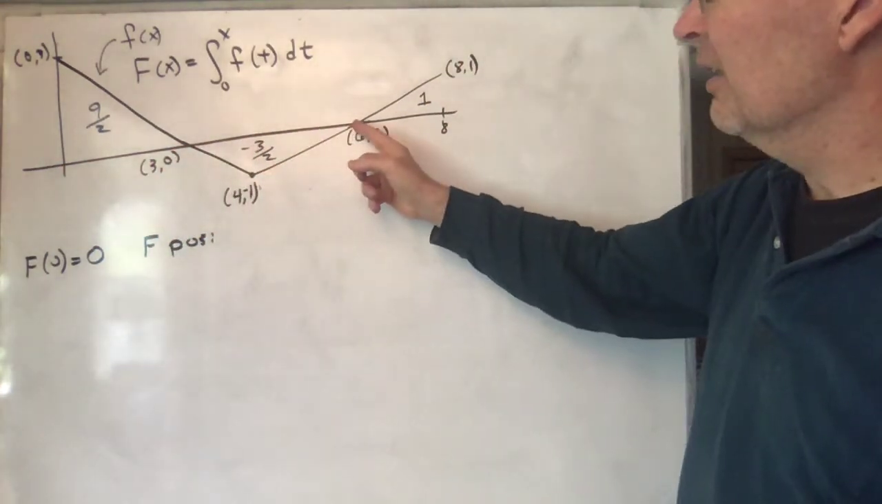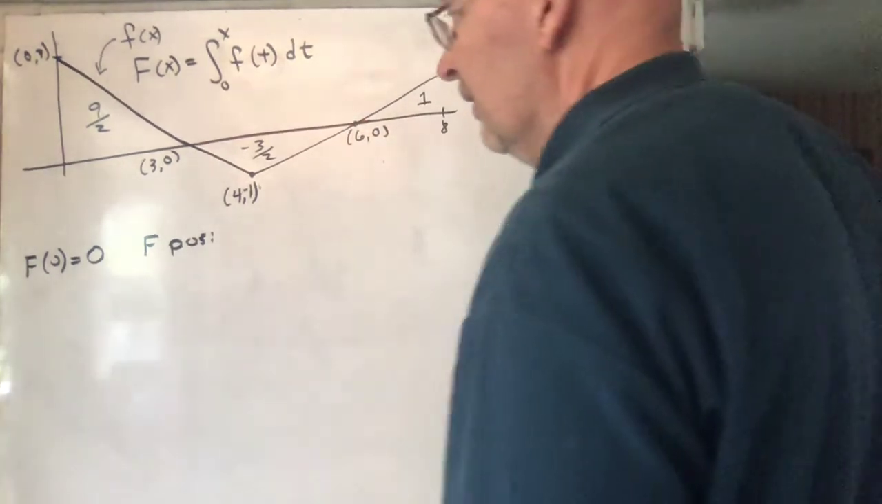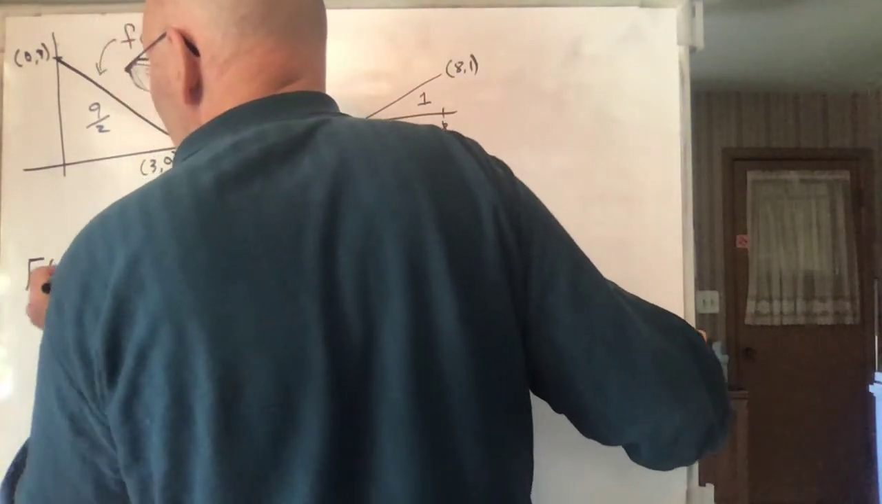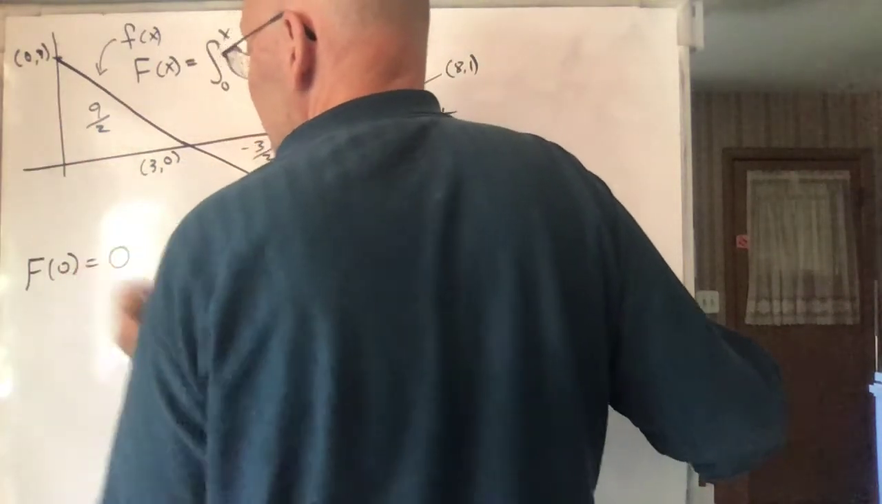By the time you get to here, you're at, well, I tell you what, let's just do it like this. Let's just say, what is f of 0? F of 0 is equal to 0.